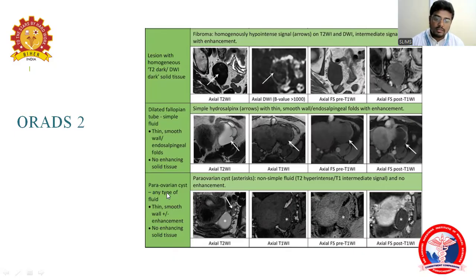The sixth category of lesion is a para-ovarian cyst with any type of fluid, which can show a thin smooth wall or enhancement, but there should not be any enhancing solid tissue within the lesion. Here is a case of a para-ovarian cyst in the left adnexa, which is separate from the ovary and appears hyperintense in the T2 weighted image and hypointense in the T1 weighted image, both pre-contrast and post-contrast. In the post-contrast image, there is no enhancement within the lesion.